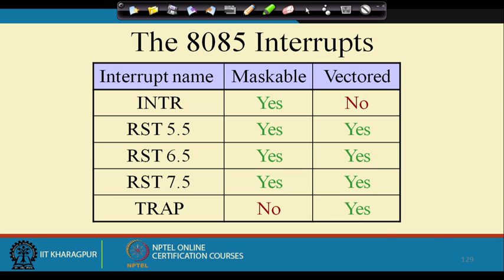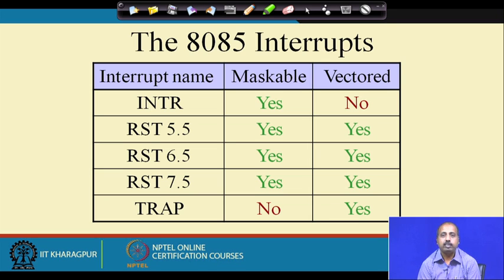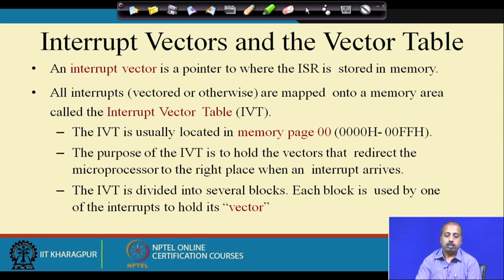So, to summarize, we have INTR, which is maskable and not vectored. RST 5.5, 6.5, and 7.5 are all maskable and all vectored as well. TRAP is a non-maskable interrupt and it is a vectored interrupt, so the ISR address is known. Now, what are these ISR vector addresses? Where can we find these vectors?